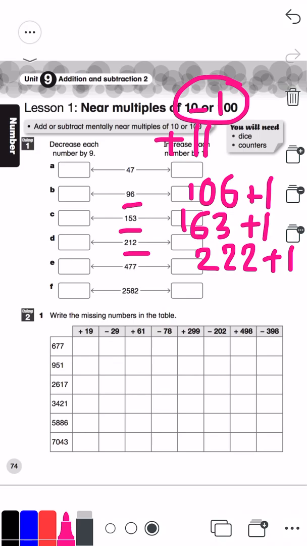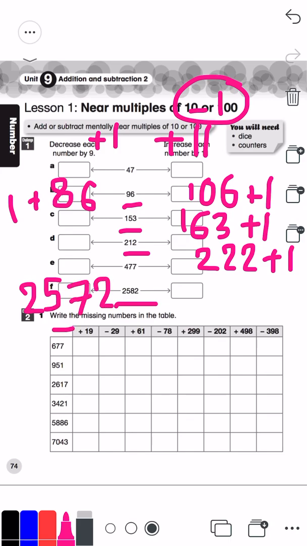And for the numbers here, we have to subtract 10 each time, 86. And because we added 1, we have to add 1 because it's subtraction. So we subtract 10 each time, then we add 1. And here we subtract 10, it's 2,572, then we add 1.